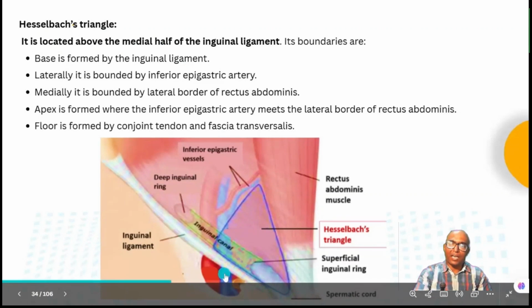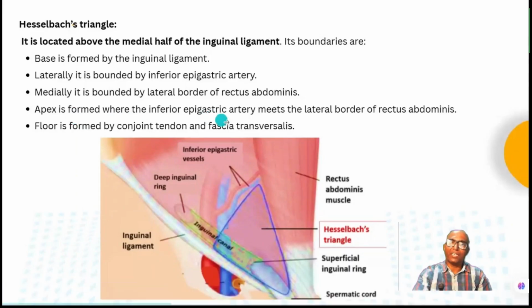So the boundaries are: laterally, the inferior epigastric artery, and medially, the lateral border of the rectus abdominis muscle. So medially you have the lateral border of the rectus abdominis muscle, laterally you have the inferior epigastric artery, and inferiorly you have the inguinal ligament. So that forms the Hesselbach triangle.